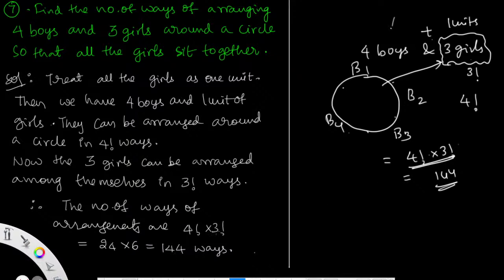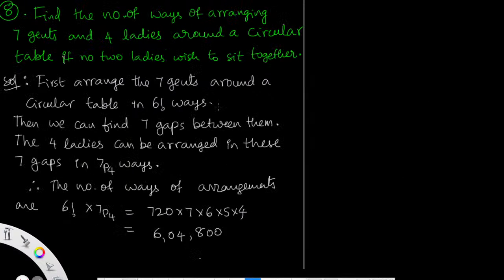That is the question, a concept similar to linear permutation. Then go to the next one, the 8th. Find the number of ways of arranging 7 gents and 4 ladies around a circular table if no 2 ladies wish to sit together. In the previous question, ladies coming together meant taking them as a bundle, that is a unit.